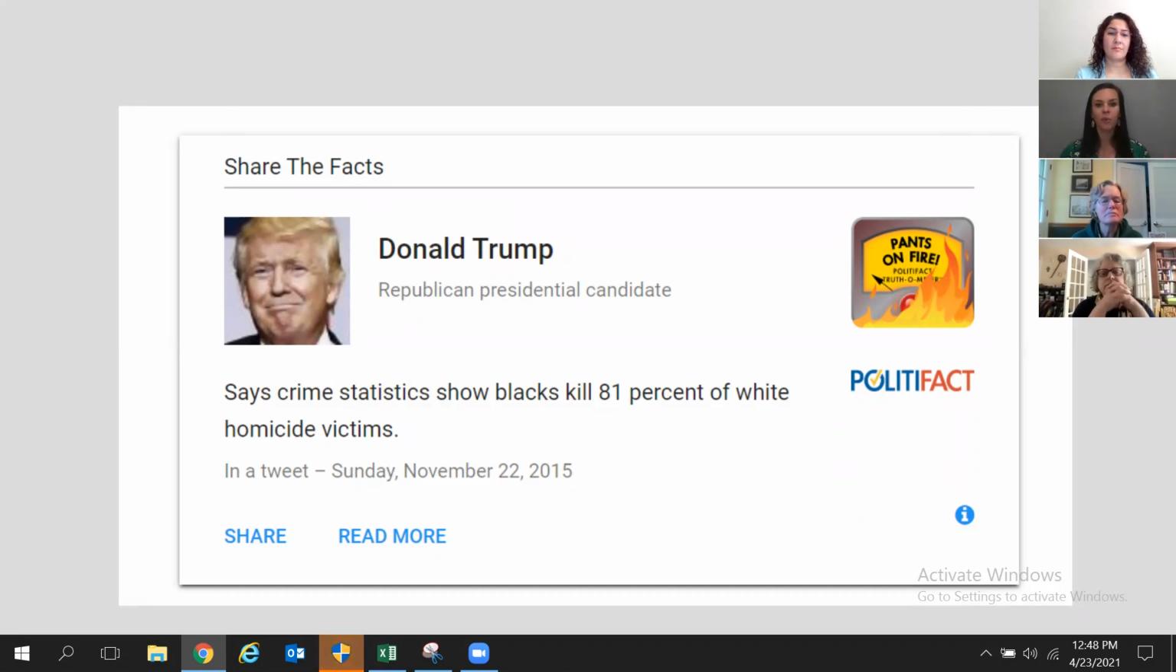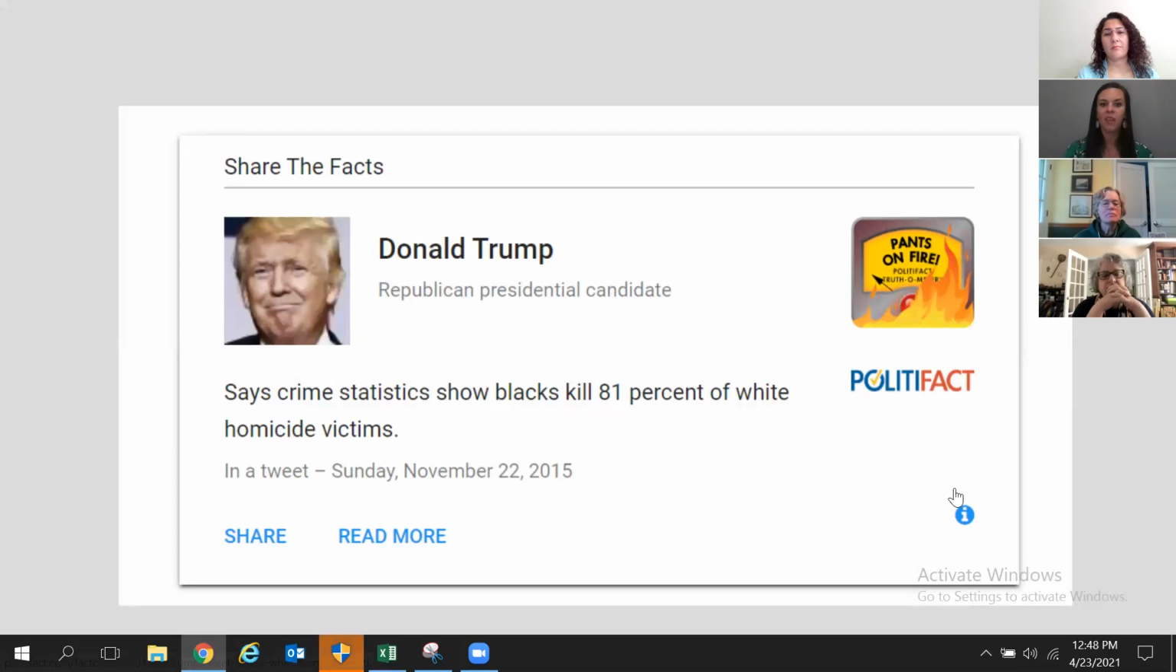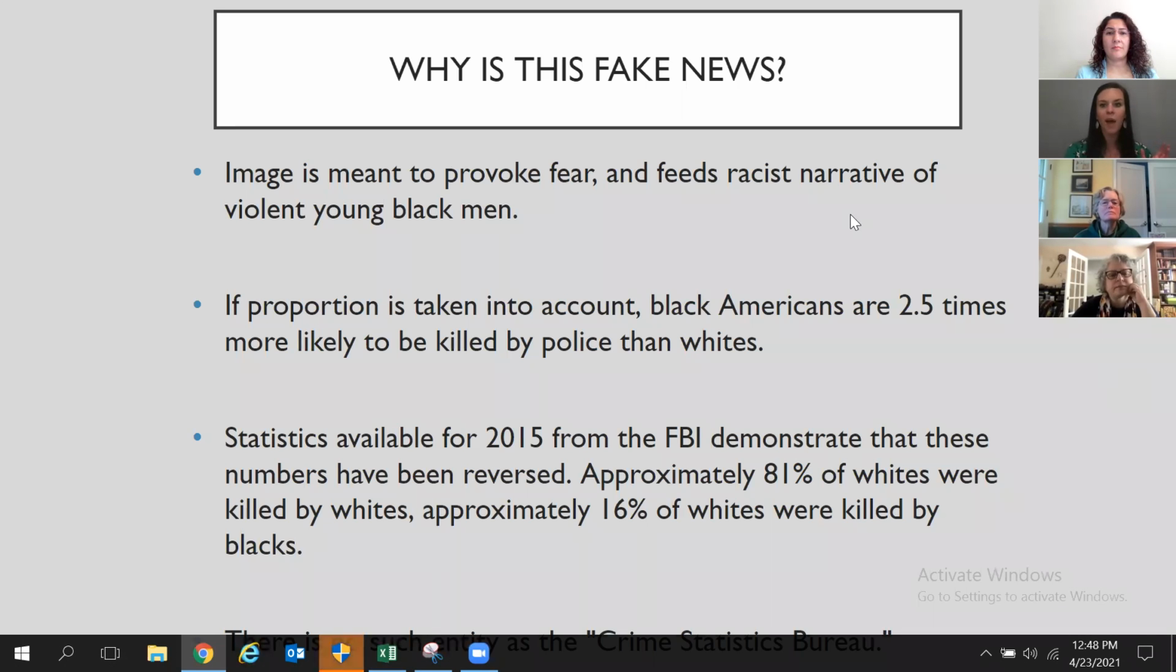Now we have the President of the United States sharing this information, using the statistics to show that Blacks kill 81% of white homicide victims, which wasn't even what we were talking about. We didn't even discuss the whites killed by Blacks line here, which says, as the president tweeted, 81%. So this is how viral this infographic became.